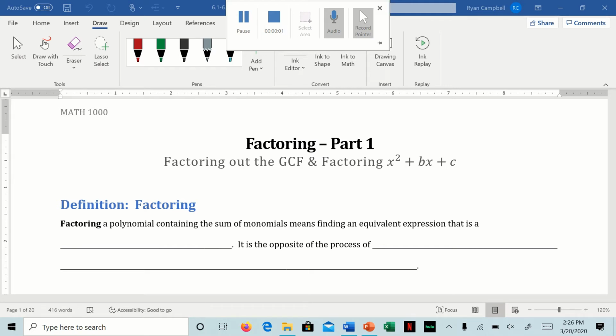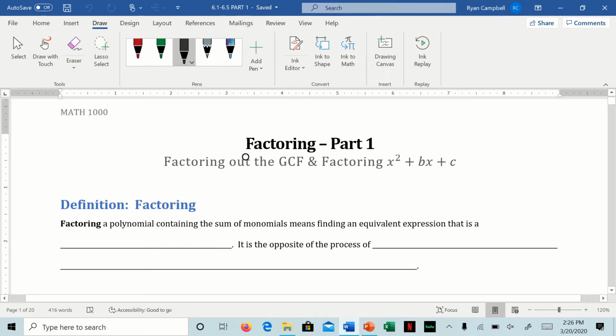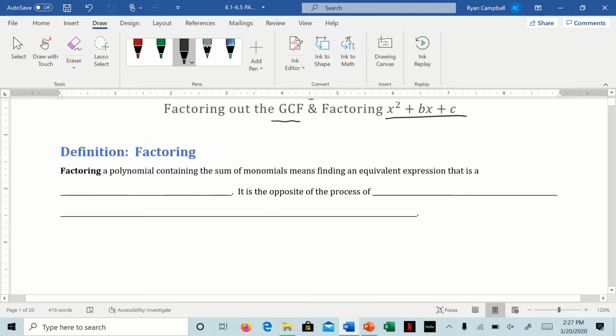All right, so now we are on factoring. So the first thing we're going to talk about is, one, what is factoring? And then two, there are going to be two elements of factoring that we're going to talk about: factoring out the GCF, whatever that is, and then factoring x squared plus bx plus c. Hopefully this will make a little more sense as we get there. But first things first, what is factoring?